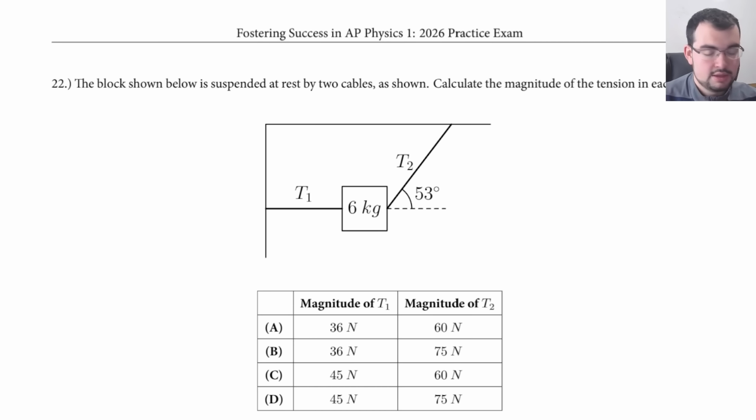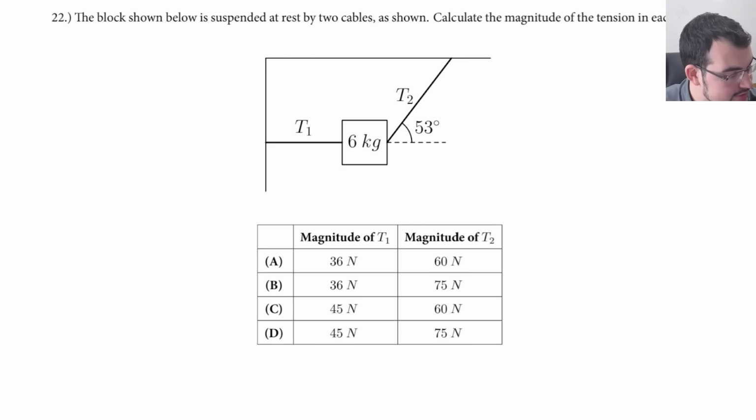The block shown below is suspended by 2 cables. We want to calculate the tension in each of these cables. So this is just force balancing. I got 60 kilograms here, so the mg weight force is 60 newtons.